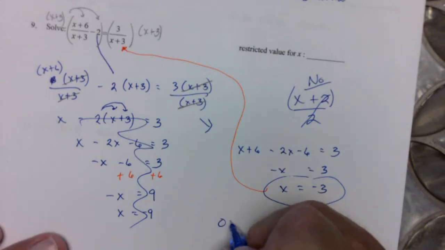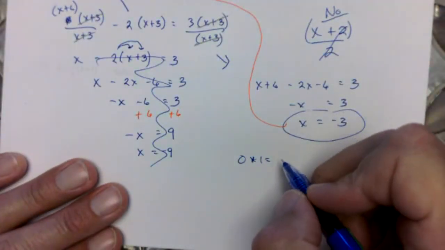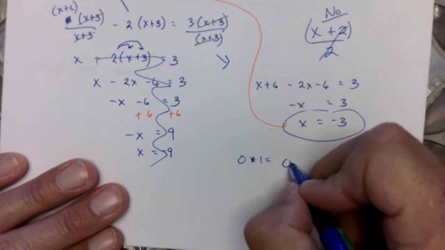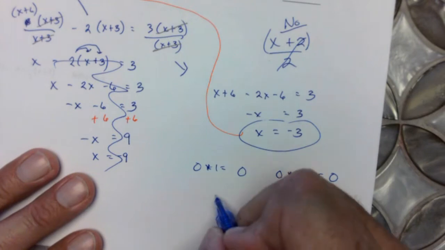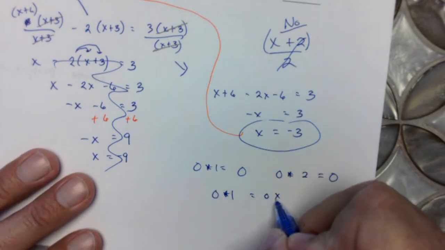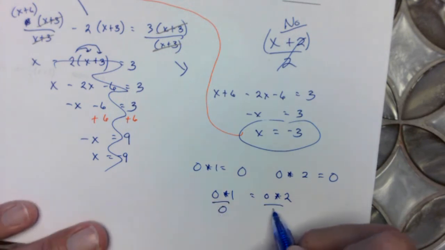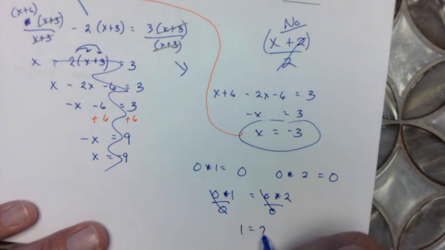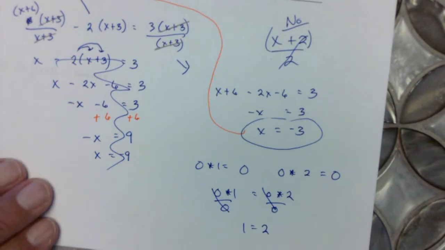And real quick, if I say 0 times 1 equals, what's 0 times 1? Say 0. 0. What's 0 times 2? That's also 0, right? Well, if this equals 0 and this equals 0, these two guys are equal. They both equal 0. And watch what happens in math if I'm allowed to divide by 0. I'm left with 1 equals 2. That's a big no, right? So we're not allowed to divide by 0.